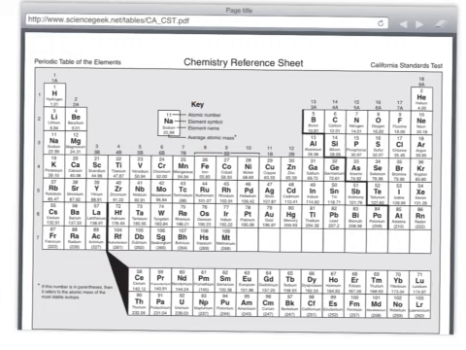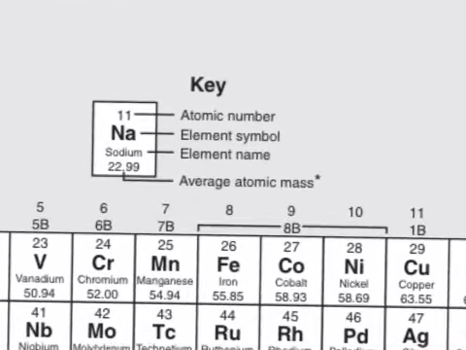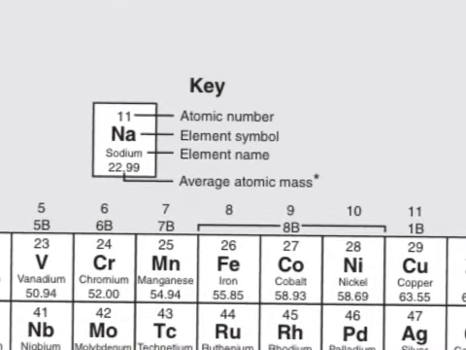When you encounter a periodic table, one of the things you want to look at is the key. If I zoom in on the key here for our periodic table, it tells us how it's organized. They use sodium here as an example. It tells us that the atomic number is at the top, so the atomic number of sodium is 11. It gives us the element symbol, which is Na, and the name of the element underneath it, which is sodium.